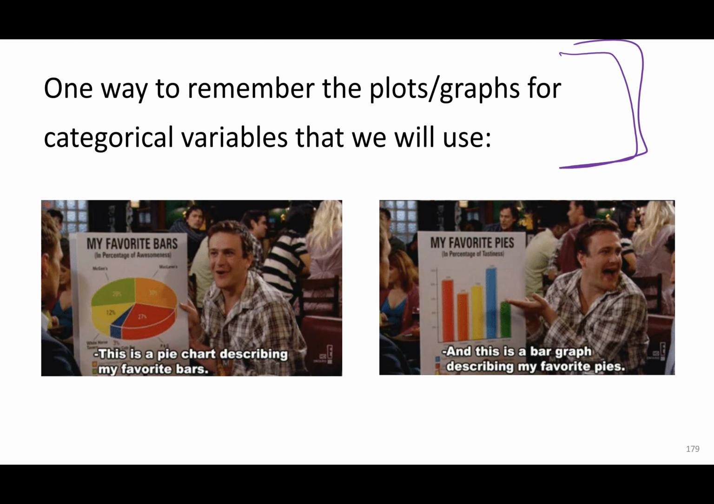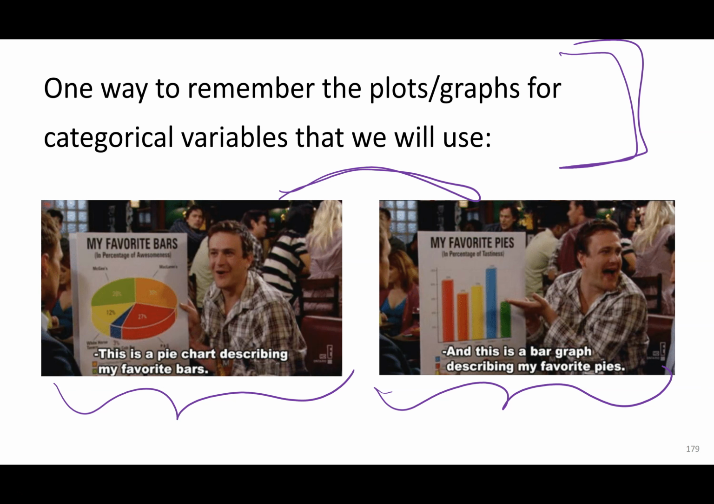So they discovered poster printing at their work, and they started going really nuts, printing a bunch of plots. Here's a pie chart describing my favorite bars, and here's a bar graph describing my favorite pies. These are the two plots that we use for categorical variables. So if you're wondering which one is which, you can remember this scene, there you go.